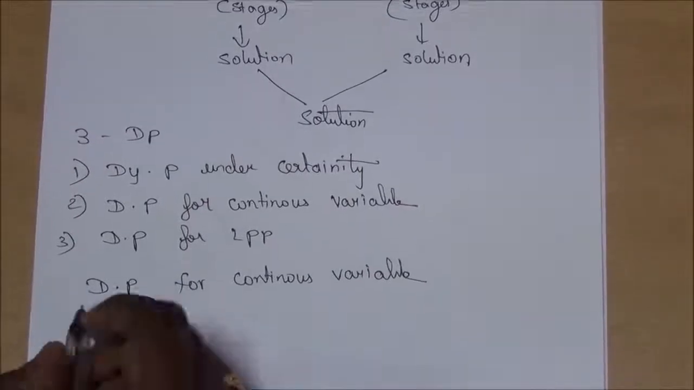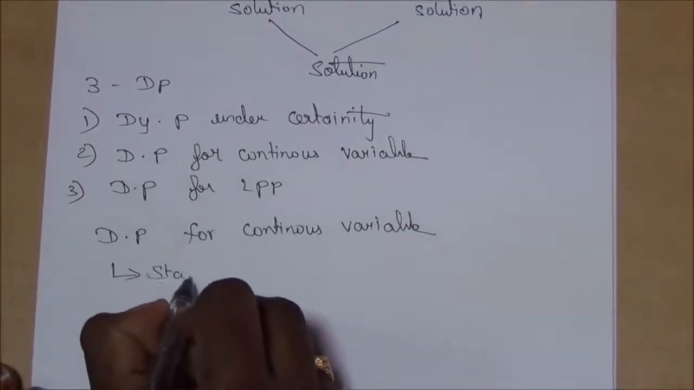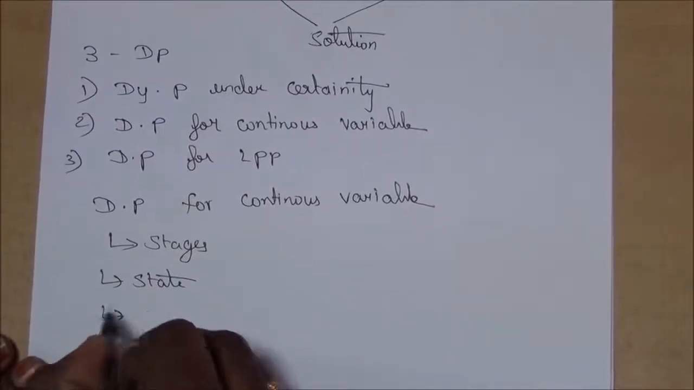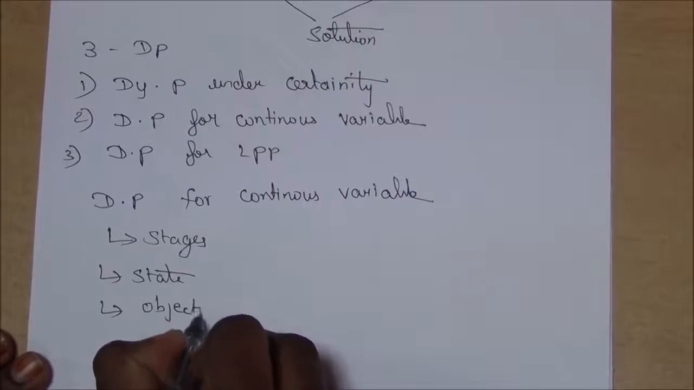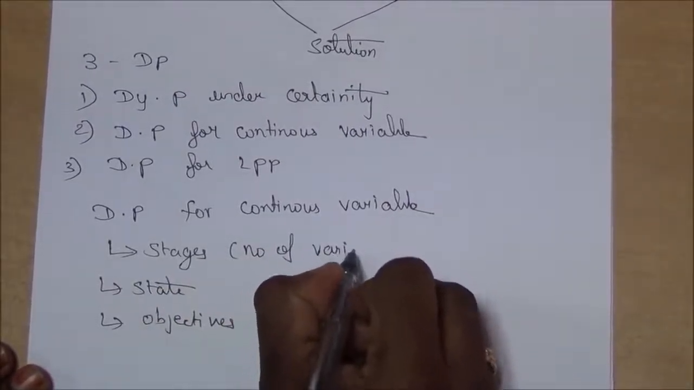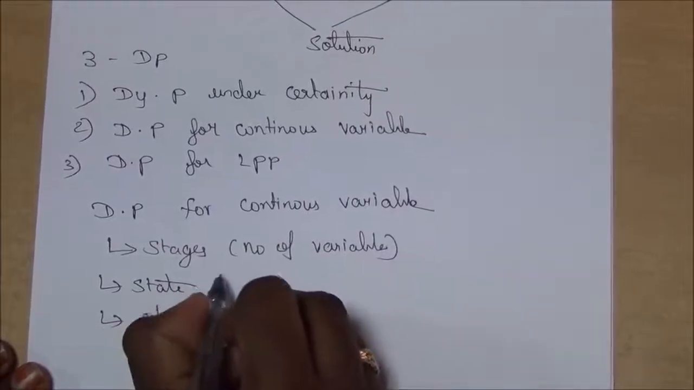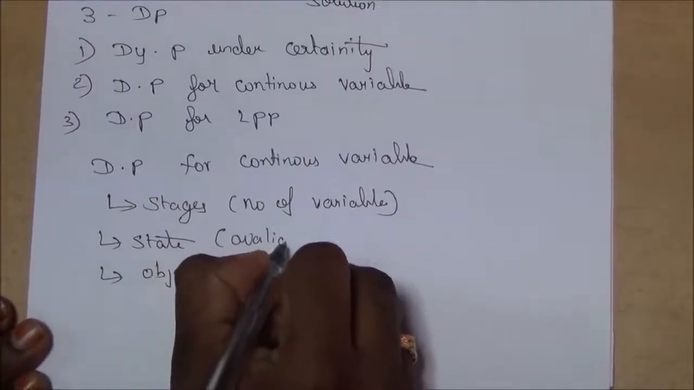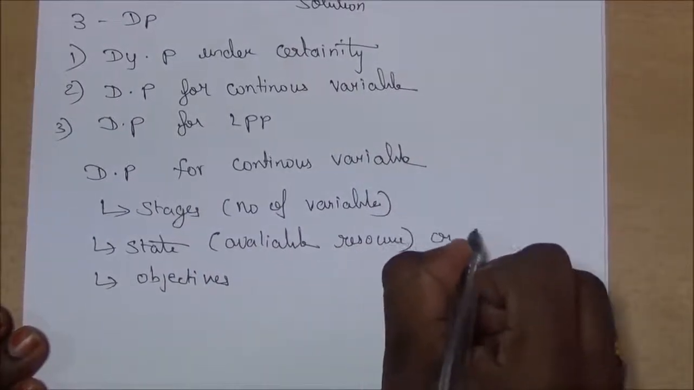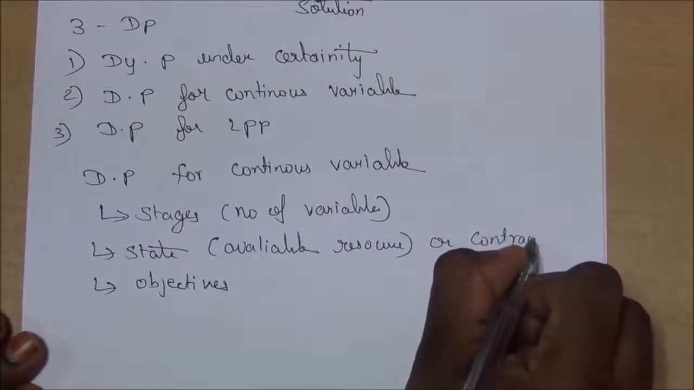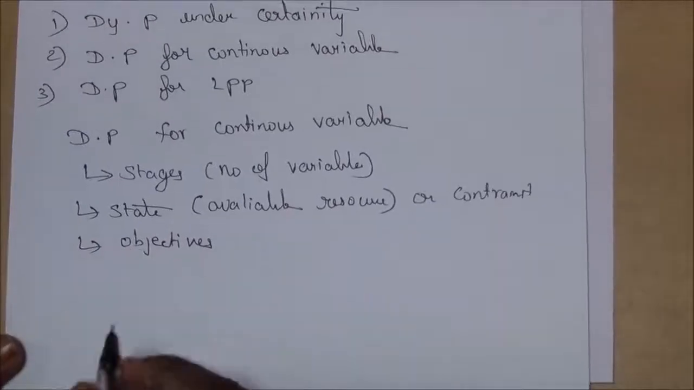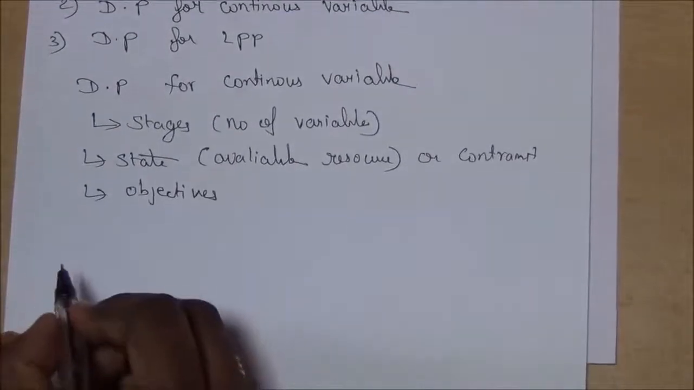In this, the problem is divided into stages, state, and objective function. Stages are the number of variables. State is the available resources or the constraint. Now let us solve one problem using a continuous variable.